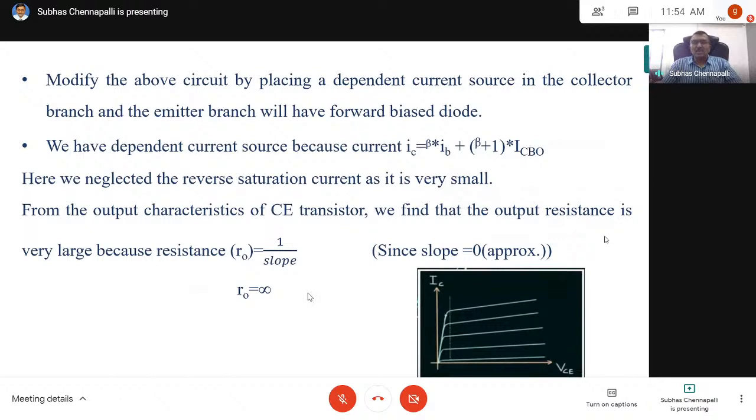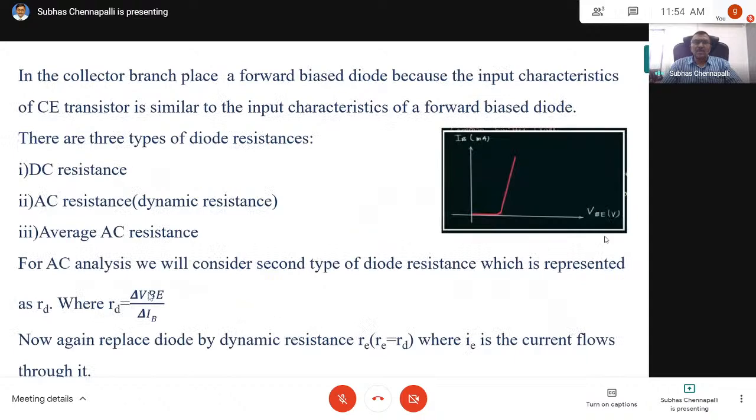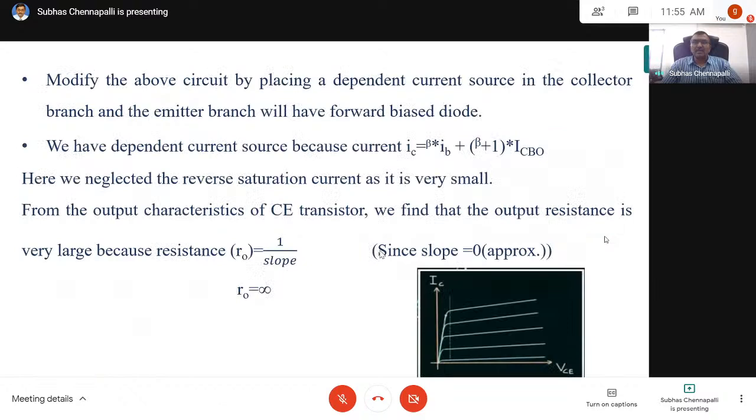The output resistance you are supposed to calculate from the output characteristics. These output curves are almost parallel, so the slope is zero and R0, the output resistance, is infinity. So this is the fundamental formula used for calculating the dynamic resistance of a forward biased diode. This is the input characteristic, and these are all output characteristics of a transistor.